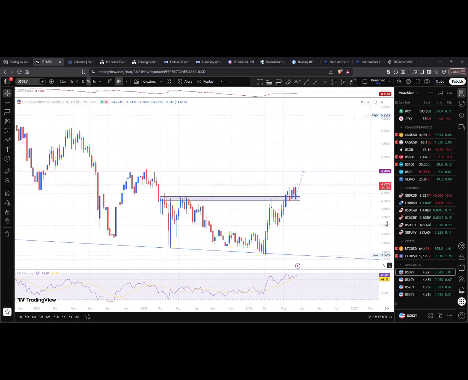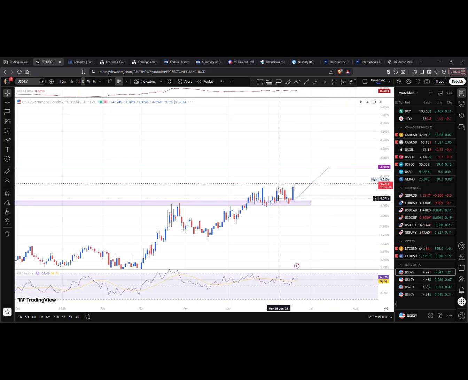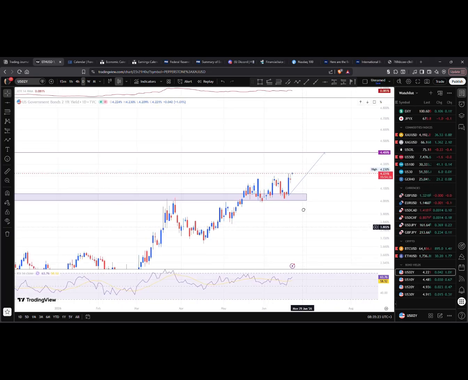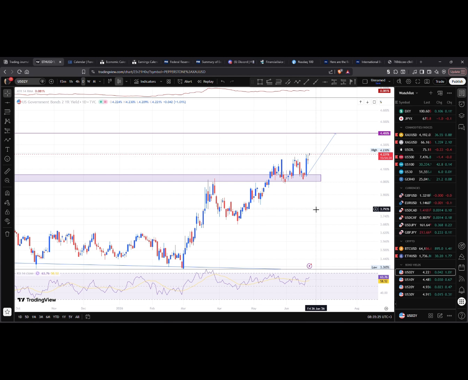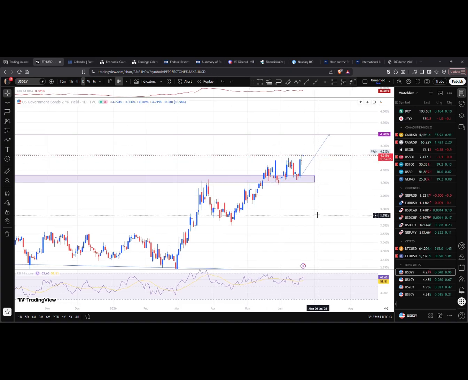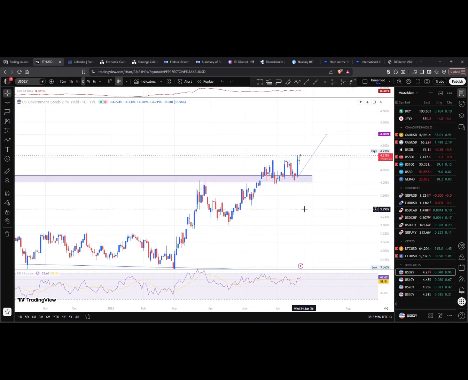I've only been looking at the 2-year yield, and you see a nice clean move. So it gives me, or reinforces, my bias for the week. So yeah, I think that's it for me for the week.